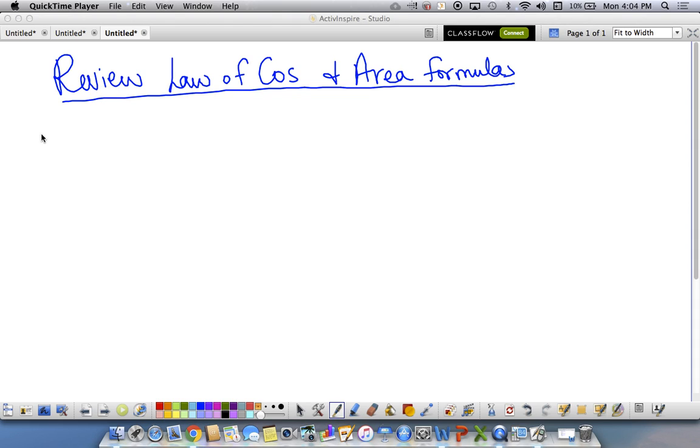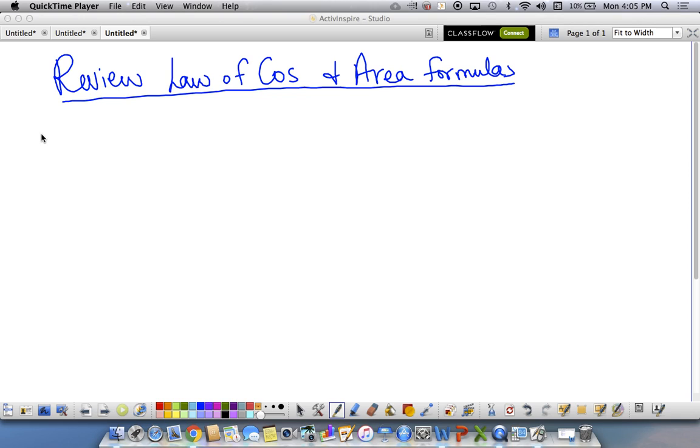I hope it's clicking a little bit more as we go through this law of cosine. We'll have this quiz on Thursday along with the area. I will give you the area formulas, so you don't have to worry about memorizing the formulas, but we need to work through some problems. So I'm just going to start with the law of cosine.